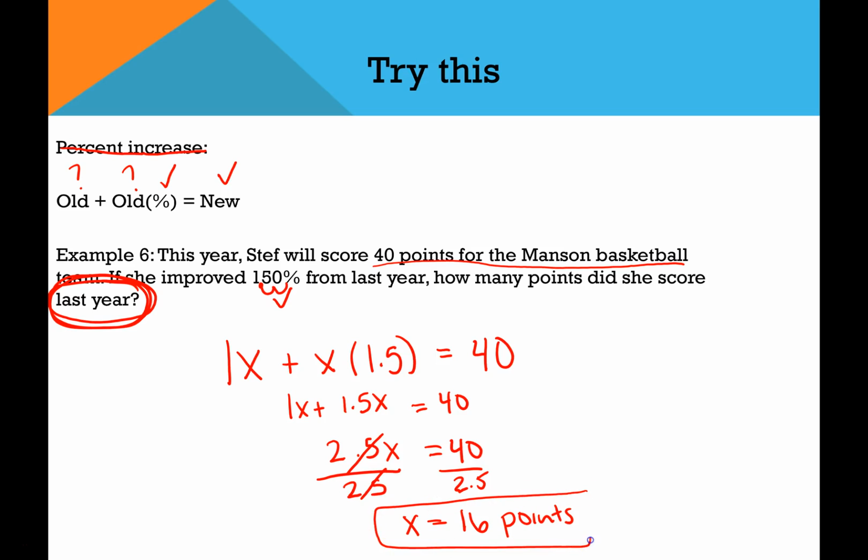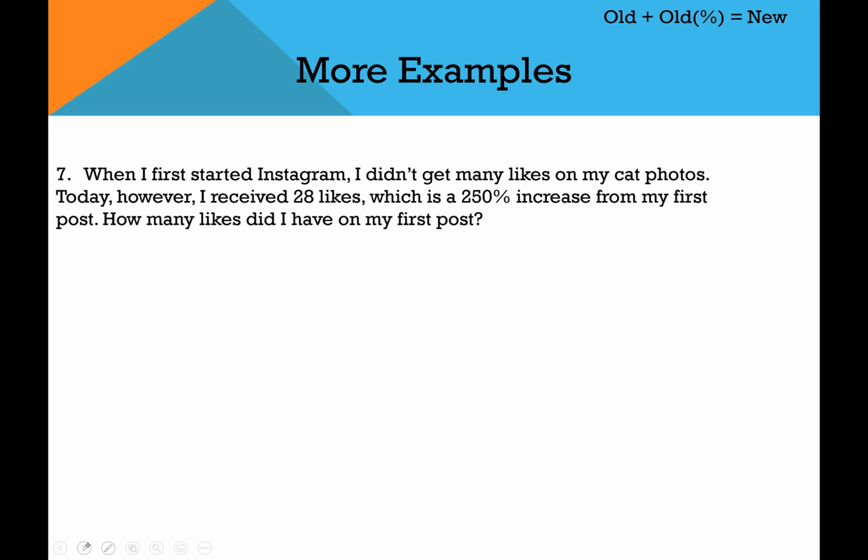And that makes sense. If she scored 16 points last year and she did 150% better, then she would have scored 40 points this year. All right, this is our last one. And I know there's quite a few examples, but I do feel like this is a big jump up in what we've been doing. All right, when I first started my Instagram, I didn't get many likes on my cat photos. Today, however, I received 28 likes, which is a 250% increase from my first photo post. How many likes did I have on my first post?